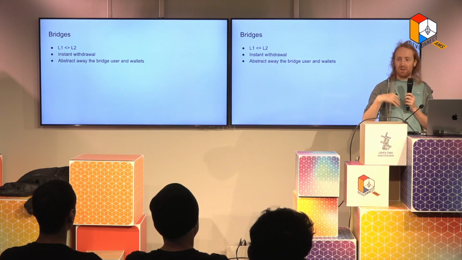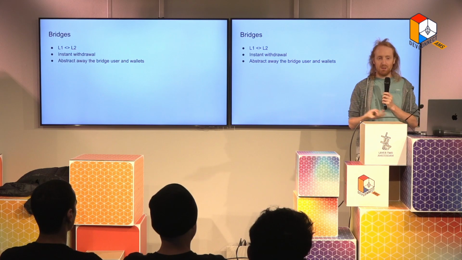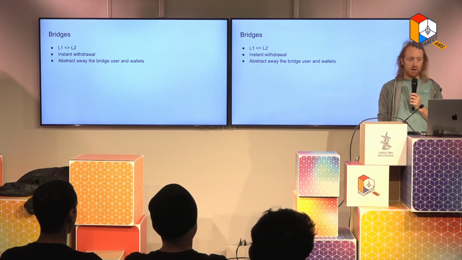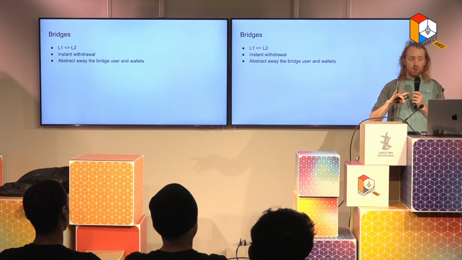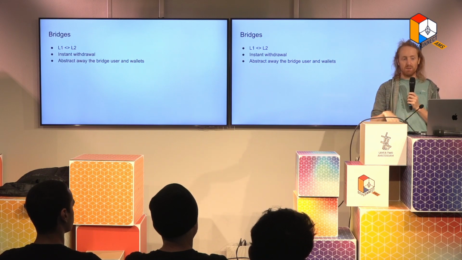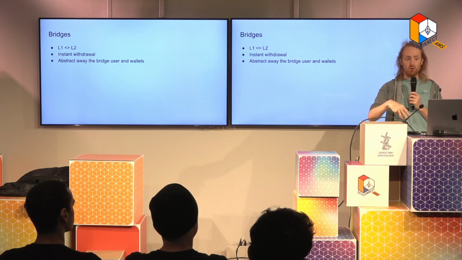Cool. And this brings us to the question of bridges. This is another really important feature that we need to improve. So the idea is that we want to have bridges that allow this kind of instant withdrawal. And if we do, we're able to abstract away from the user the idea of being on different optimistic rollups or different rollups altogether.